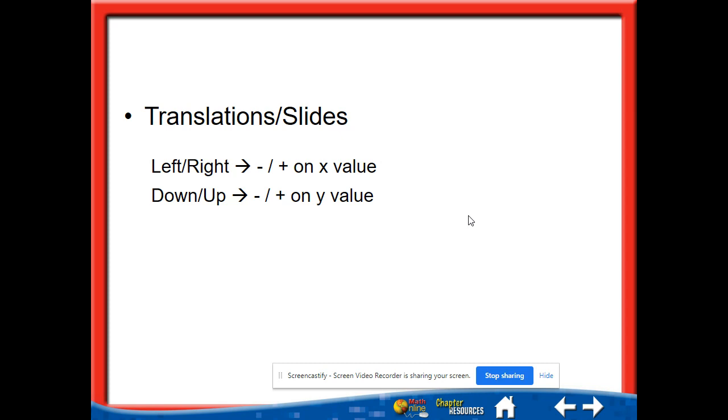If we're moving something left or right, that's going to be a negative or a positive on the x value. If we're moving things down or up, that's a negative or a positive on the y value. Down, of course, being negative and up being positive, left being negative and right being positive. Let's look at an example.